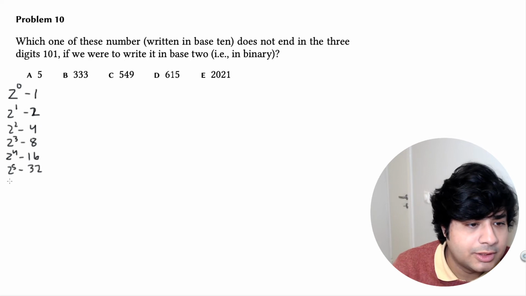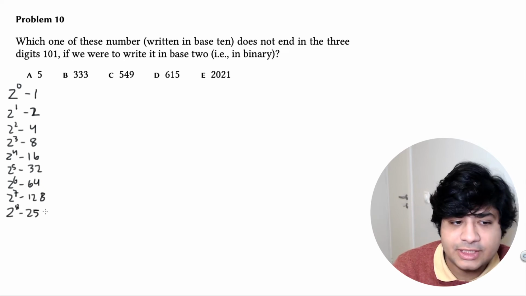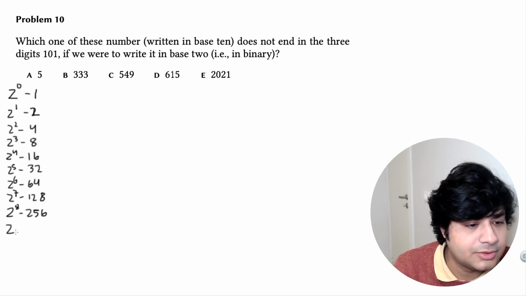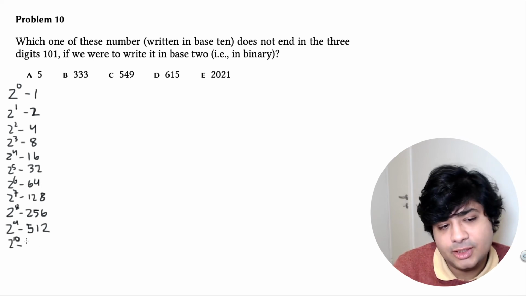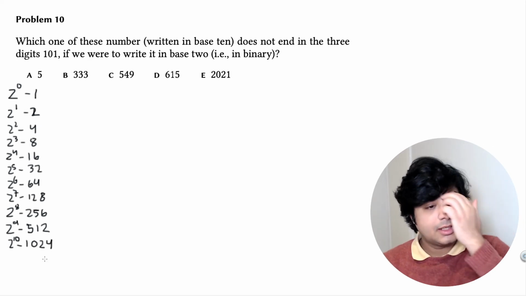32. 2 to the power of 6, that's 64. 2 to the power of 7, that is 128. And 2 to the power of 8, that is 256. 2 to the power of 9, it's going to be 512. And let's do one more, and then we can add more later if we need it. 2 to the power of 10, that's going to be 1024.